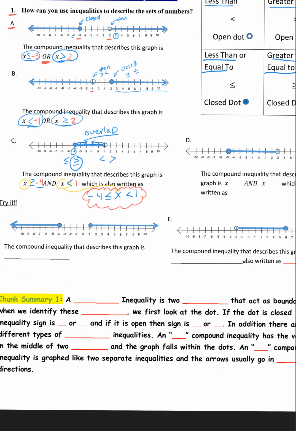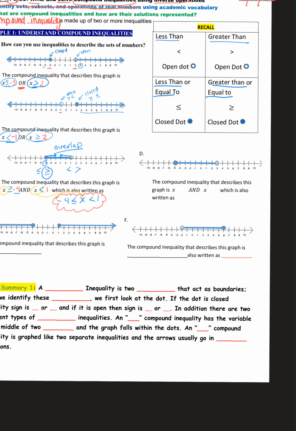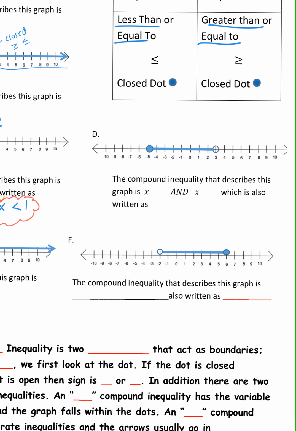Let's do one more. D. It's another and statement. So my first step is to identify the numbers. I see -5 and I see 3. Now I need to identify which inequality signs go in the middle. So at -5, it's closed, so it can be less than or equal to or greater than or equal to. And at 3, it's open, so less than or greater than. Those are my choices. It's a 50-50 shot. You get it correct.